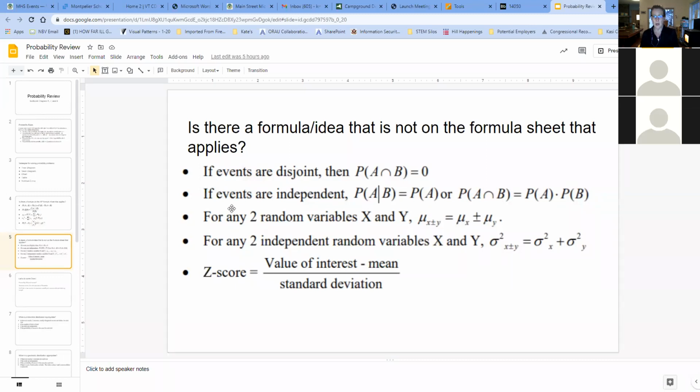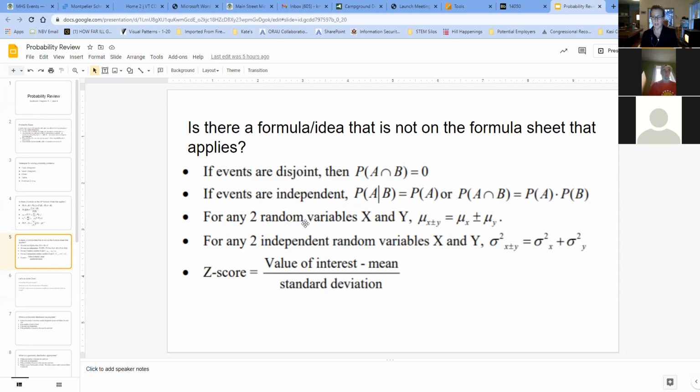If events are independent, then the probability of A given B is equal to the probability of A times the probability of B over here. And this is another way of saying that, but more commonly we would see this. If the probability of A given B is going to be equal to the probability of A times the probability of B if those events are independent.